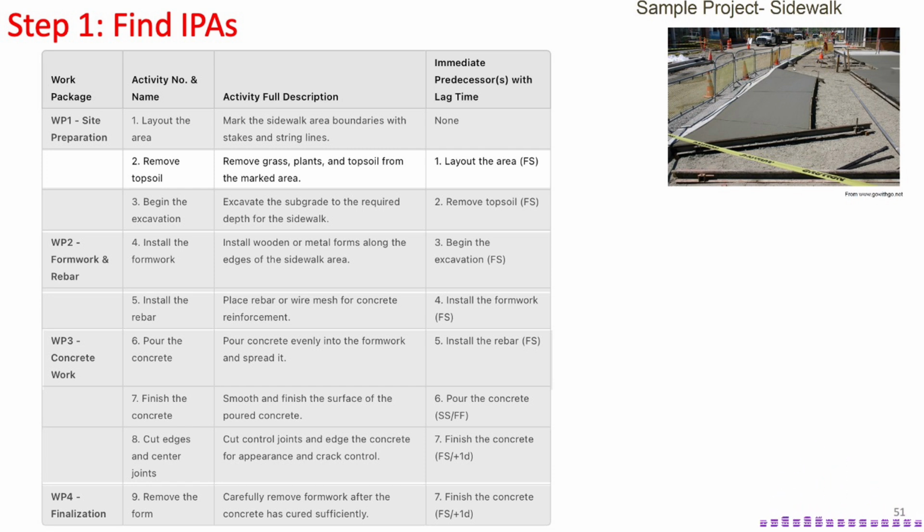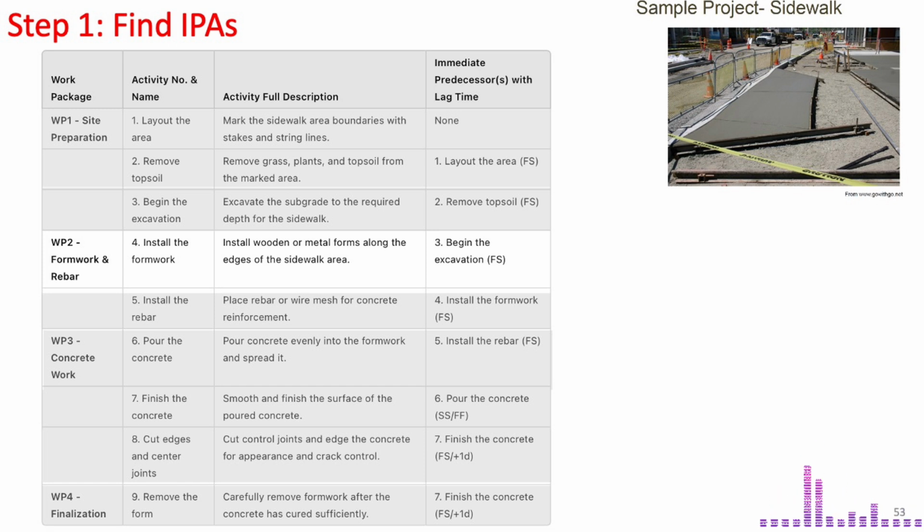Activity 3, begin the excavation, involves digging out the soil to the required depth for the sidewalk. Excavation can only start once the topsoil is removed. So, activity 2 is the immediate predecessor with FS logic. Moving on to work package 2, we have activity 4, install the formwork. This step involves setting up wooden or metal forms to shape the concrete. Formwork installation can only happen after excavation is completed, making activity 3 its immediate predecessor with FS logic.